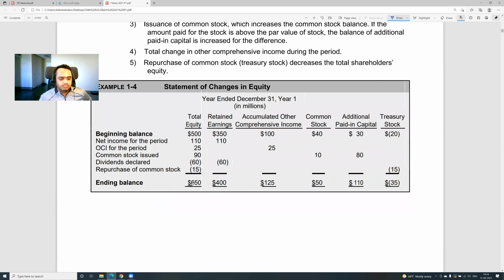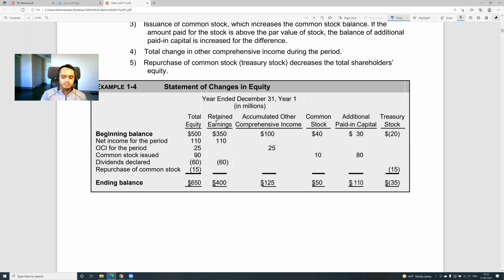Total equity 650, which is nothing but net income for the period, OCI, common stock issued, dividends declared, money going out, repurchase of common stock, money going out, and everything else is money coming in. So what they have done is nothing but put it down in a separate format. Here, for now, it is just for explanatory purpose, but in real problems this will be much easier, because how much has come in towards the equity side and how much has gone out is just put down in a statement format.